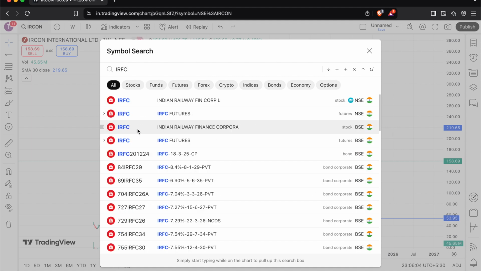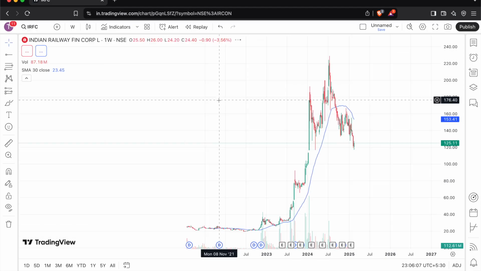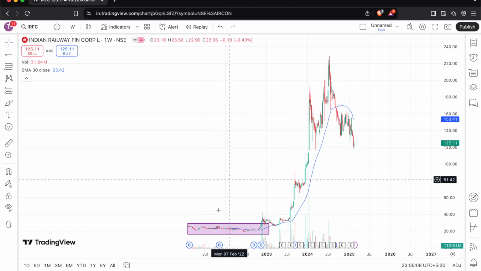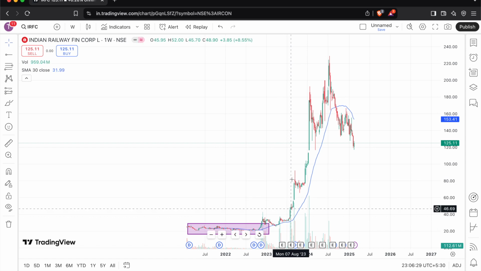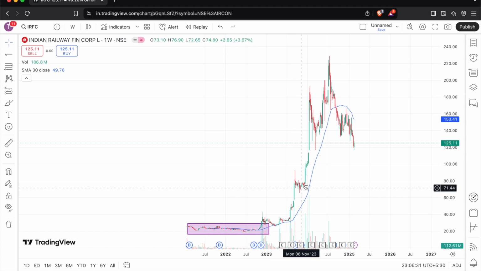Let's move to IRFC. This is stage 1. This is the beginning of stage 2. Here you would have bought. This is the pullback. Here you would have got the second chance of buying. After that it moved higher with higher highs and higher lows.